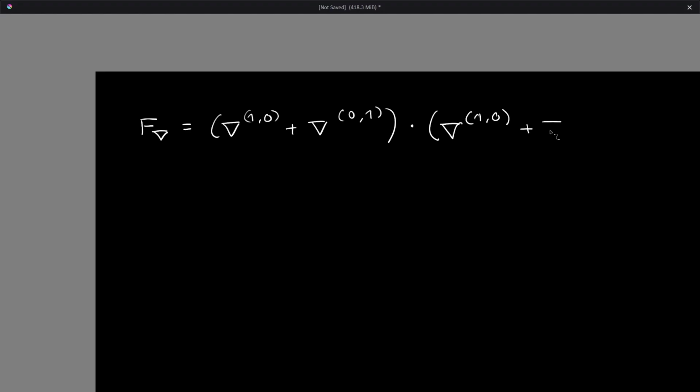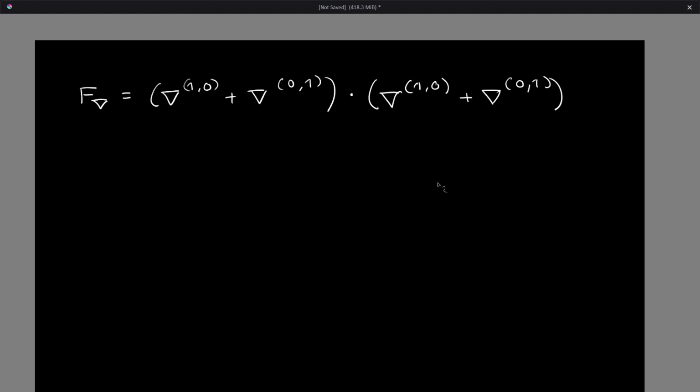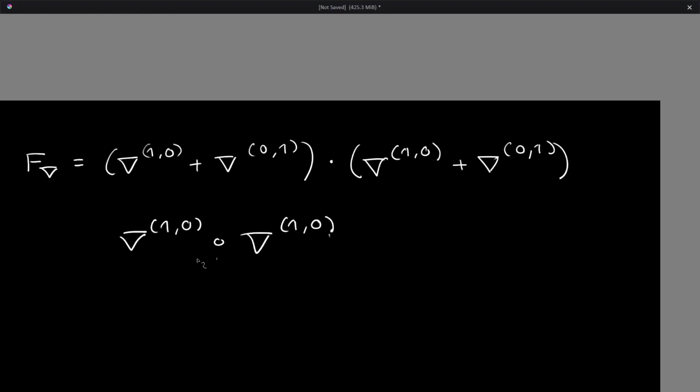That means that F nabla is going to be equal to nabla 1,0 plus nabla 0,1 times nabla 1,0 plus nabla 0,1. And so we're going to get a bunch of terms. One of them is going to look like this. So we have this nabla 1,0 and nabla 1,0.